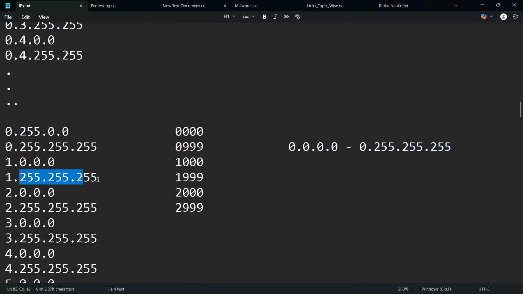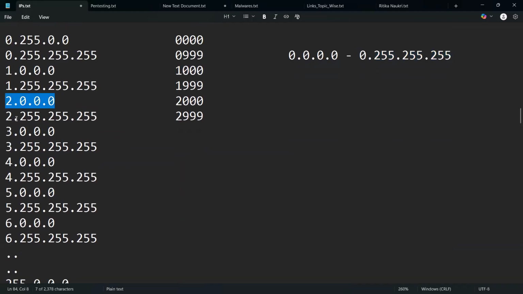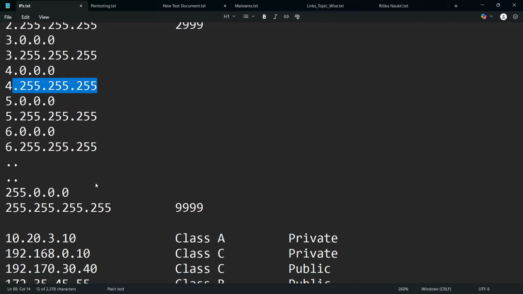1.255.255.255, 2.0.0.0 to 2.255.255.255, 3.0.0.0 to 3.255.255.255, 4.0.0.0 to 4.255.255.255. Like that, it goes on and on. And somewhere down the line, you would have 255.0.0.0 to 255.255.255.255, the last IP.